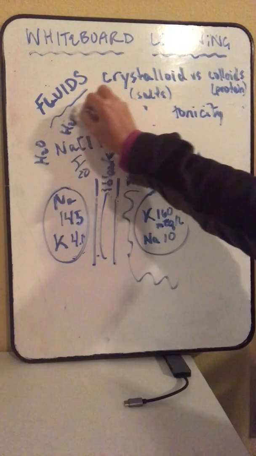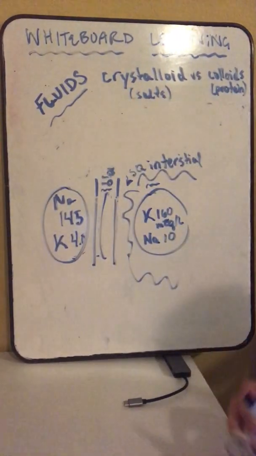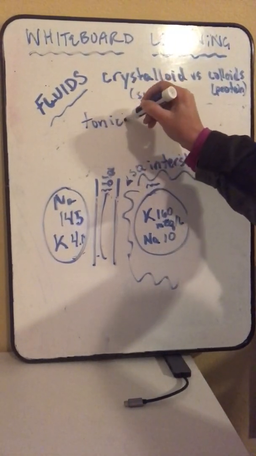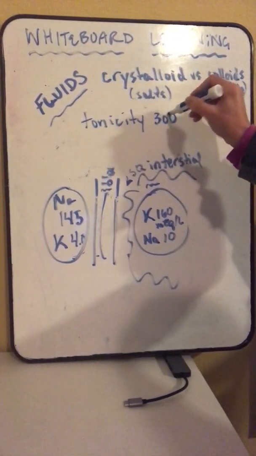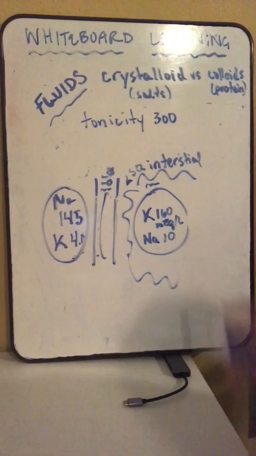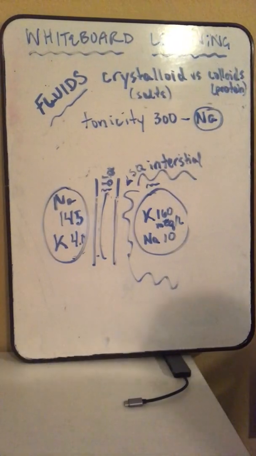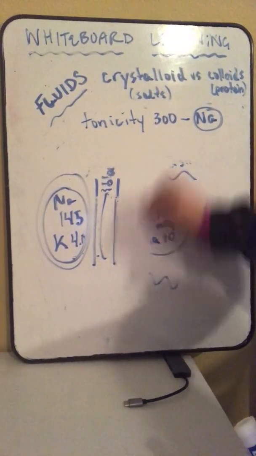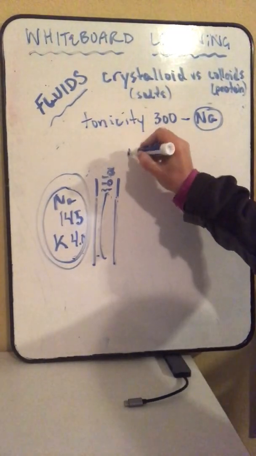And it gets a little bit confusing. We can have a whole other whiteboard learning about that, but we're just going to talk about tonicity today. The normal tonicity of your blood is about 290 to 300, and it's mostly made of sodium. So these are sodium containing fluids, because it's going to resemble the outside-the-blood and inside-the-blood concentration of sodium.